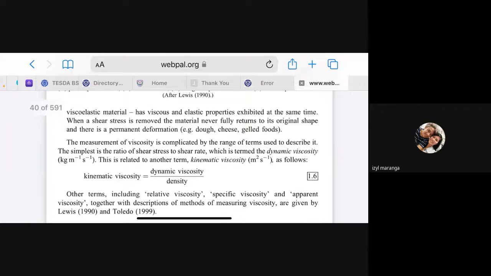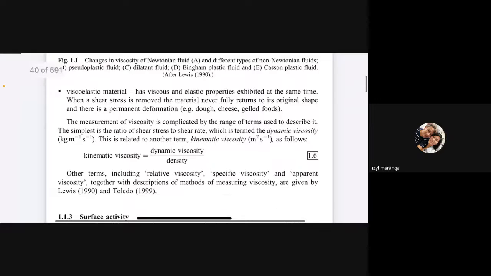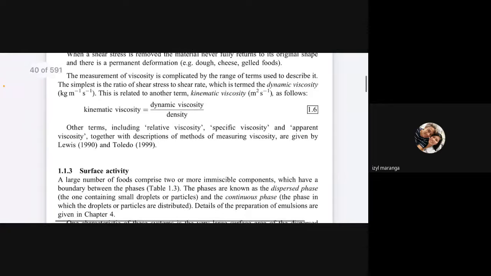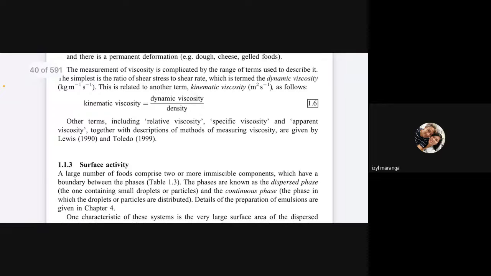And how to measure the viscosity? Complicated by the range of terms. And simplest ratio of the stress to shear rate is termed as the dynamic viscosity or the kinematic viscosity. So it is equal to the dynamic viscosity over density. So it's also known as relative viscosity, specific viscosity, and apparent viscosity.